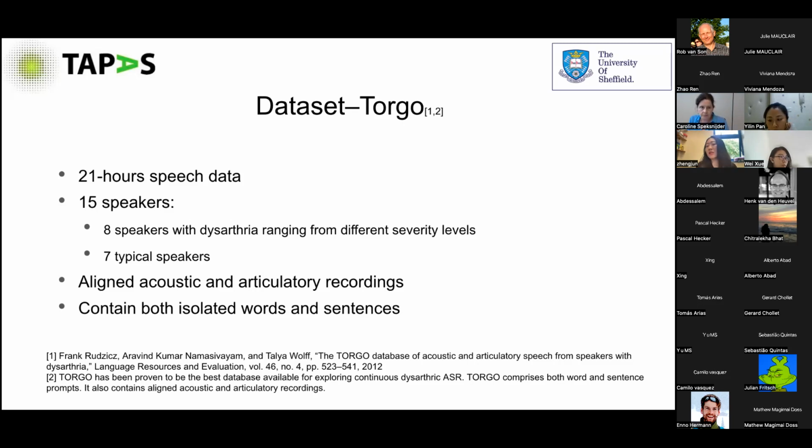What makes this dataset attractive is that it contains aligned acoustic and articulatory recordings, which can help us build multimodal architectures, and it contains both isolated words and sentences. So this is the most suitable database to explore the methodologies for continuous dysarthric speech.